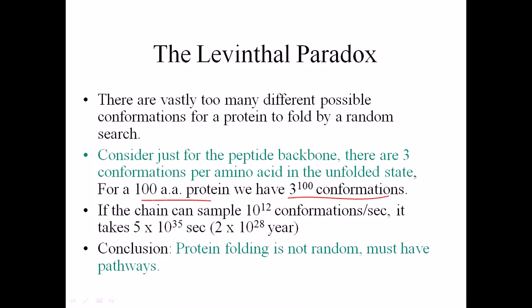Okay, now if the chain can sample 10 to the power 12 conformations per second, it will take 2 into 10 to the power 28 years to reach and produce this native state of the protein, because that is really difficult. It cannot happen. So it will take much more time to make a protein stabilized, to make a protein back to its native conformation, because there are lots of varieties of conformations that you can see. This is called the Levinthal paradox.